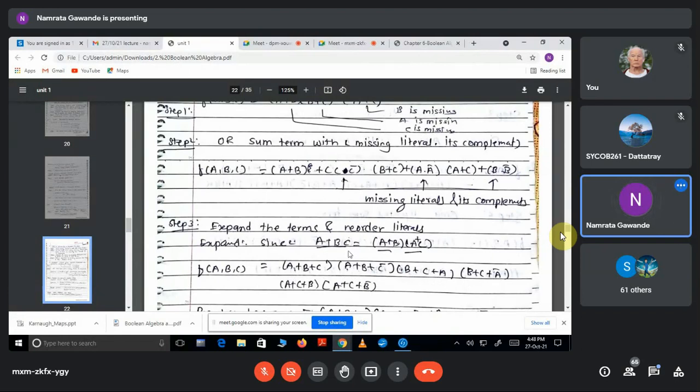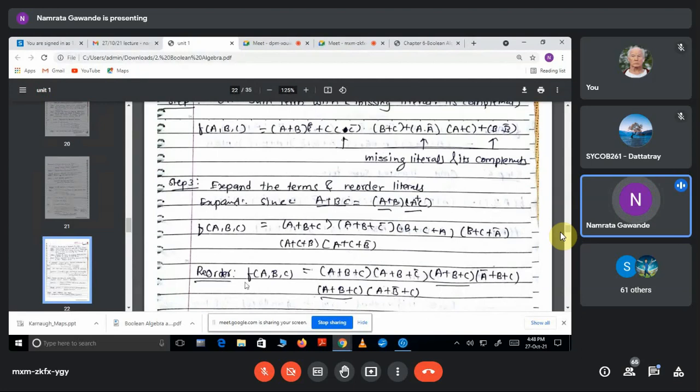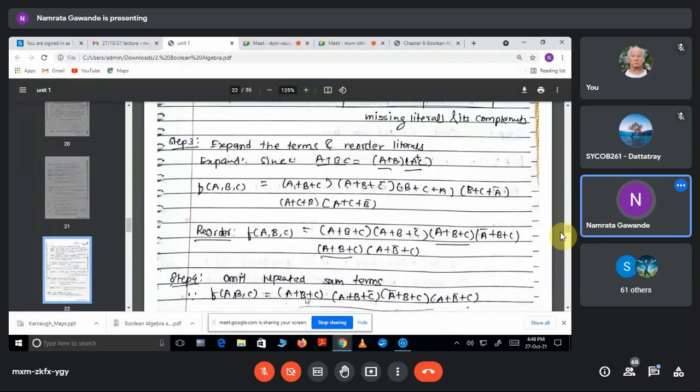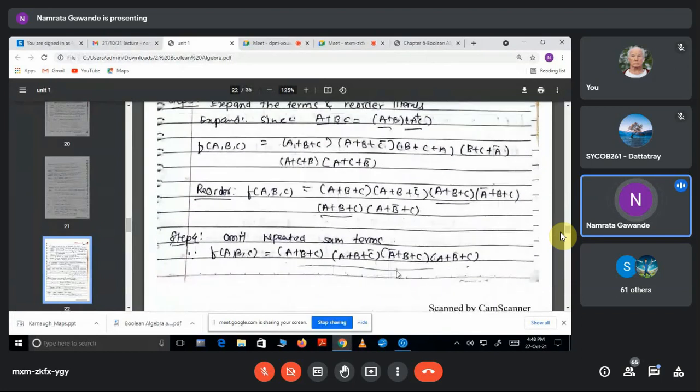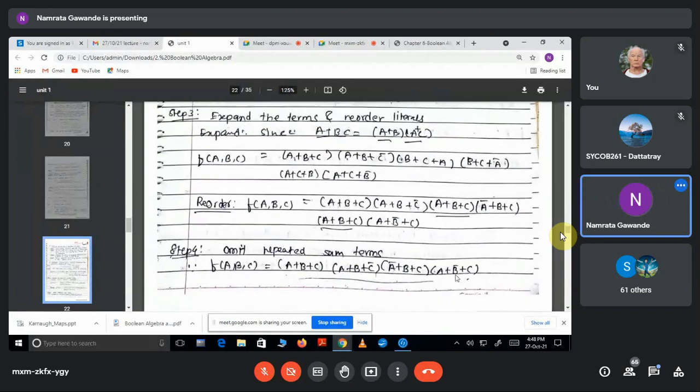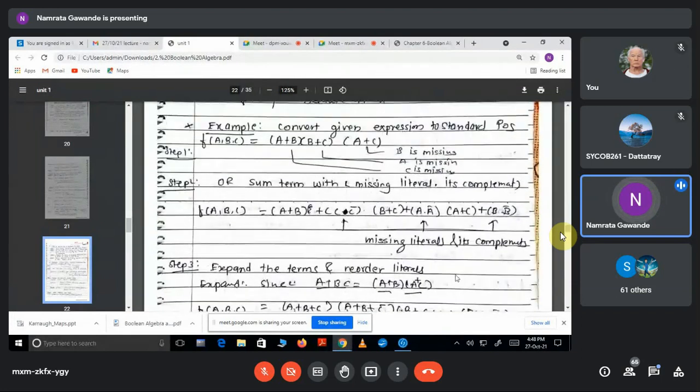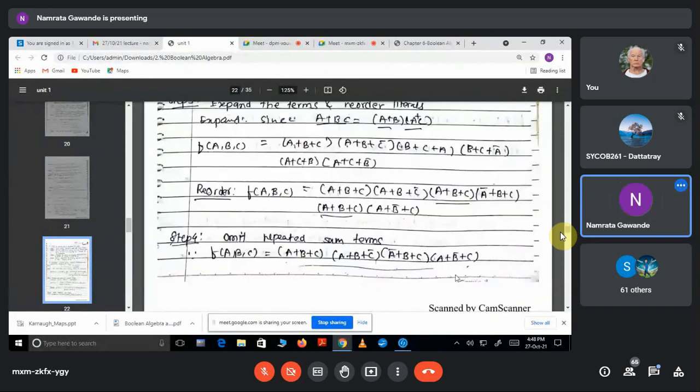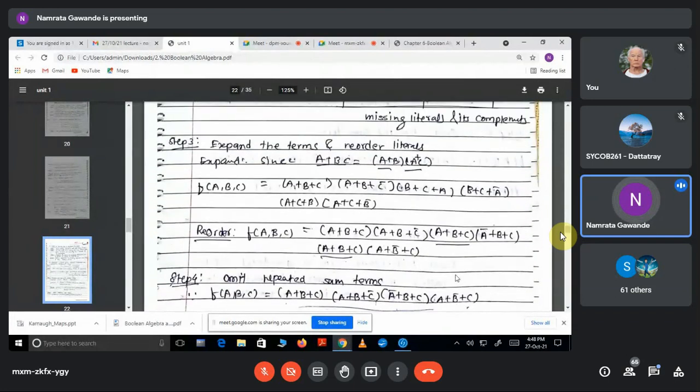And then after that, reorder these terms, meaning write them in a proper order. So this is written, and after that wherever the repeated terms are there, those are omitted, and finally this expression is written. So which one is the important step here? The first three steps are very much important. Otherwise, you will get the incorrect expression at the end.